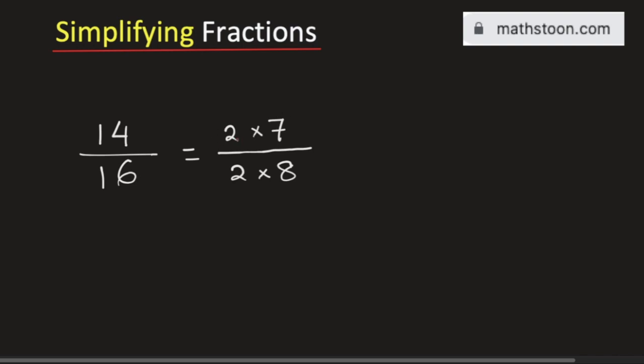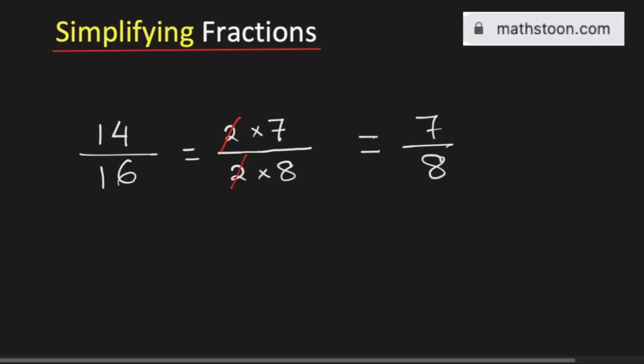As 2 is common in both the numerator and the denominator, we can cancel 2 out and we are left with 7 divided by 8. Now there is no number which can divide both 7 and 8, so we cannot simplify it further.